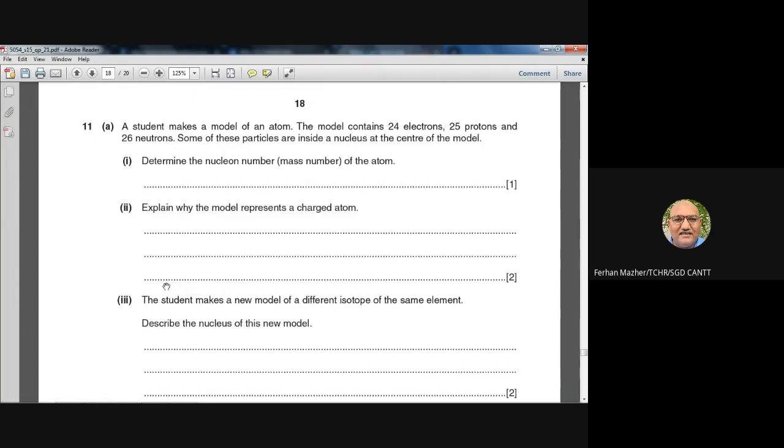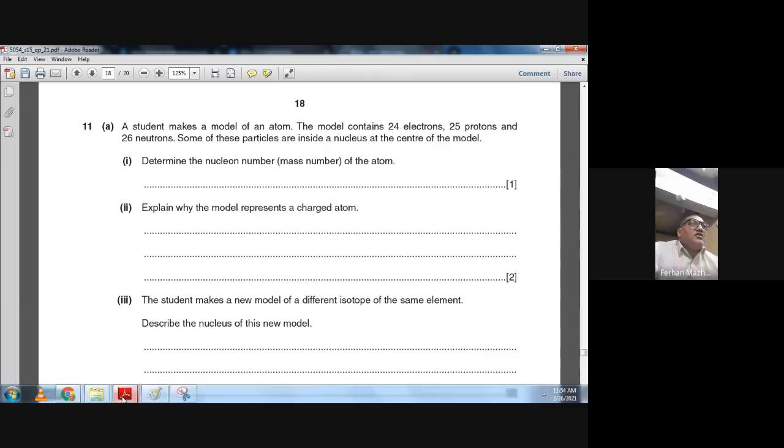A student makes a model of an atom. The model contains 24 electrons, 25 protons, and 26 neutrons. Some of these particles are inside a nucleus at the center of the model. Determine the nucleon number of the atom. So what will be the nucleon number? Nucleon number is protons plus neutrons. So it will be 25 plus 26, 51. Nucleon number will be 51.